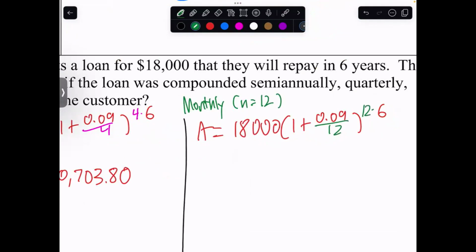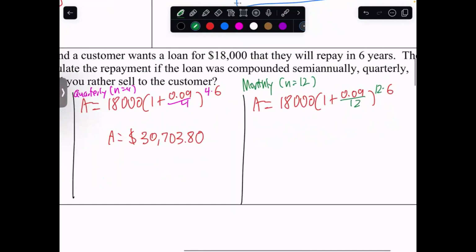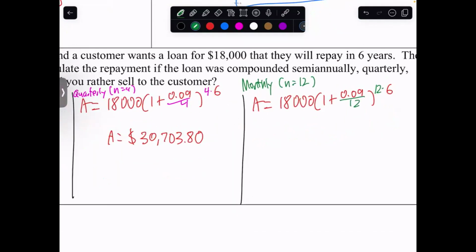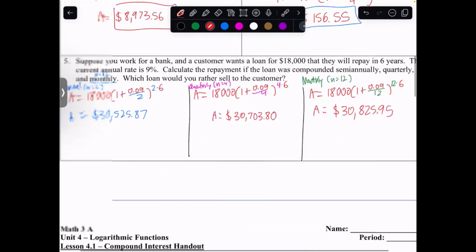One second. Let me finish this one, then I'll show it again. Okay, so when you use n is 12, this comes out to $30,825.95. Okay, so here they all are again.